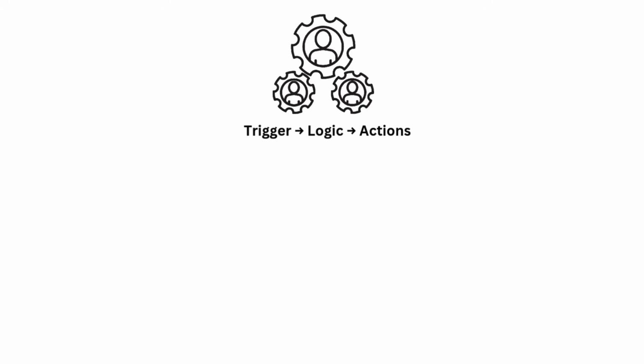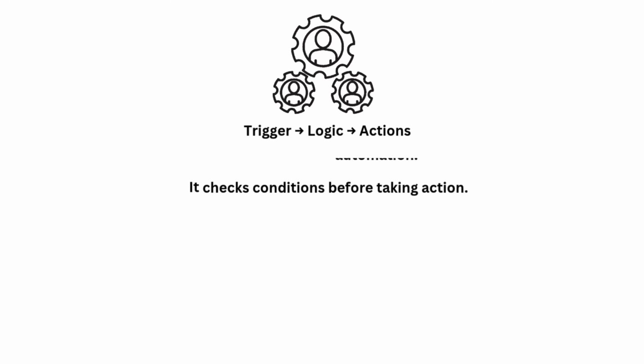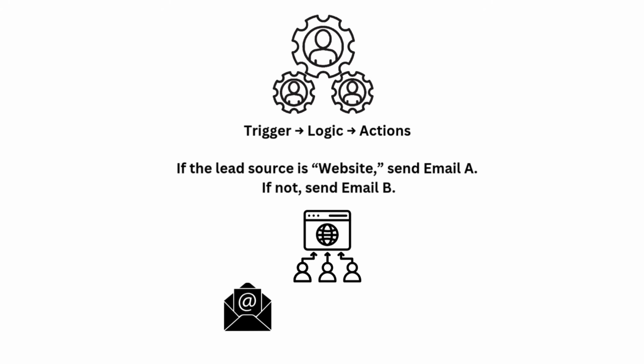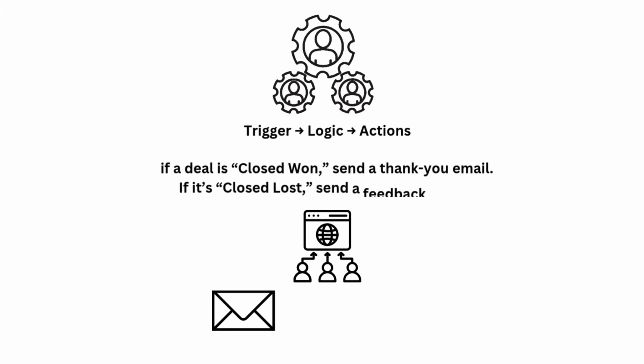Second, trigger logic actions. This is a smart automation. It checks conditions before taking action. For example, if the lead source is website, send email A. If not, send email B. Or if a deal is closed won, send a thank you email. If it's closed lost, send a feedback survey.